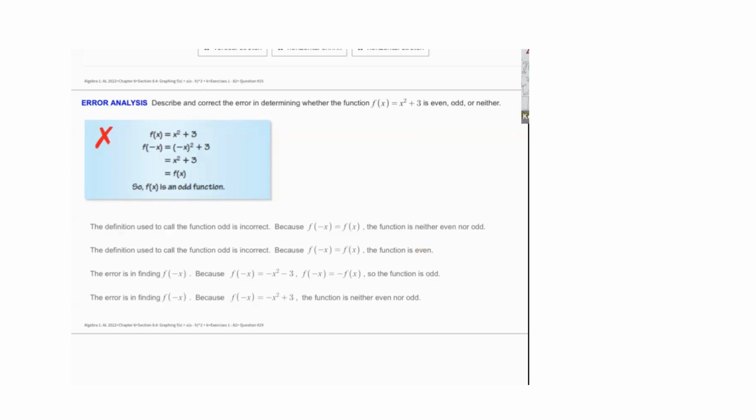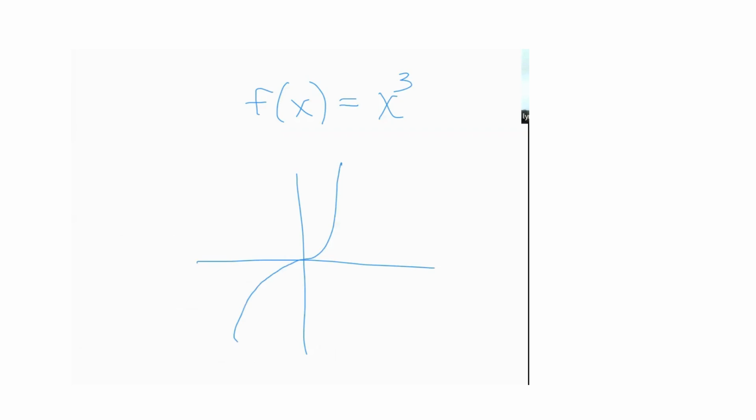But really, what you just need to remember is that the exponent is what makes it even. I'm going to show you an example of an odd function, which would be, we'll just use the simplest one, x cubed. So if we had f of x equals x cubed, then the way that looks, it goes like this.